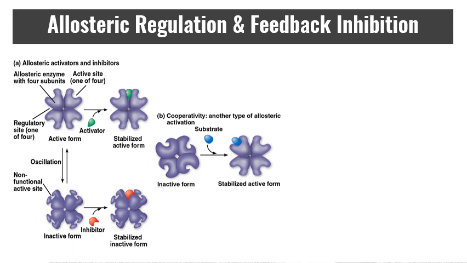A third type exists called cooperativity. The binding of one substrate to an active site will stabilize all of the other active sites. So this does not bind to the allosteric site, but to the active site, but it functions a lot like the allosteric activators that we see. Another control mechanism for enzymes is feedback inhibition.